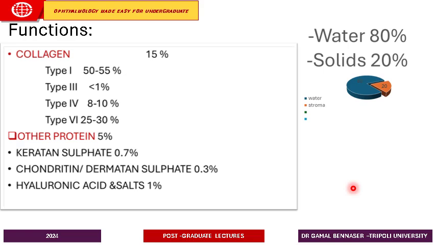constituents of the cornea. And each one of these components has a role in providing the protection of the eye by providing rigidity to the cornea, and providing transparency of the cornea to allow the light to go and get focused on the retina, and also in the permeability of the cornea and drug absorption.